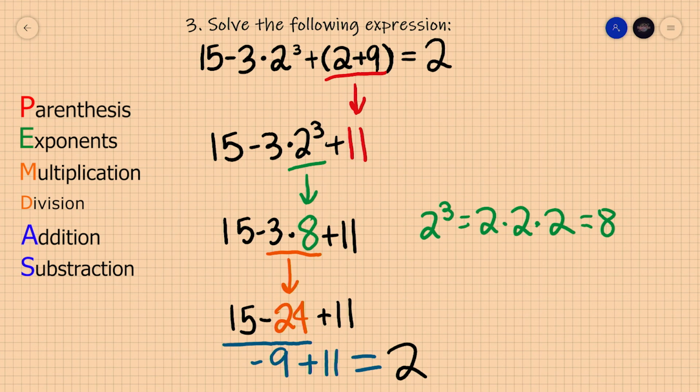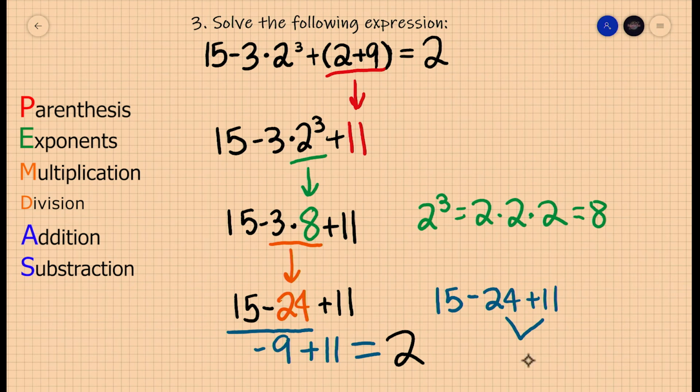So just before we move on to the outro and I end the video, I just want to emphasize the importance of adding and subtracting from left to right, because if you just did 15 minus 24 plus 11, you cannot do 24 plus 11 first, because that will give you, yes, it is 35. And if you do 15 minus 35, that literally gives you negative 20. So you really cannot go out of order.